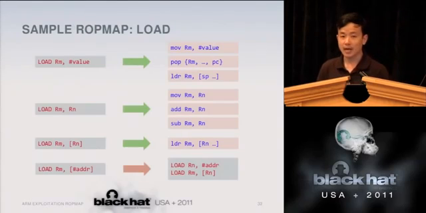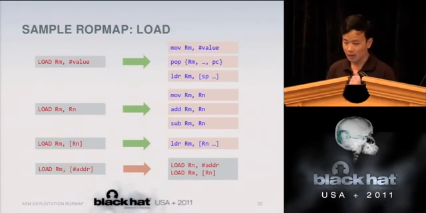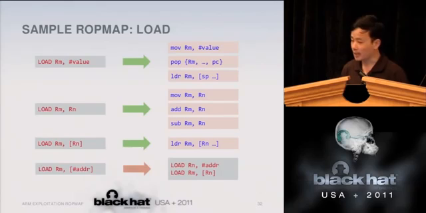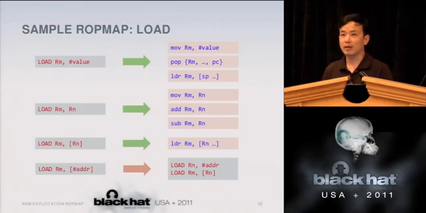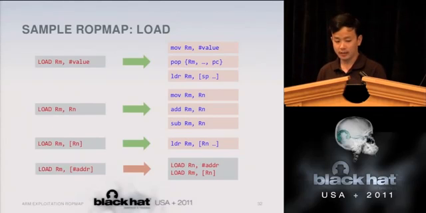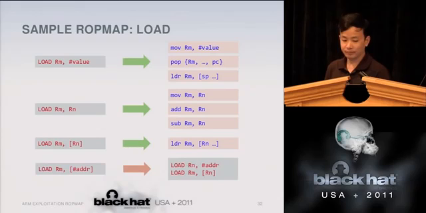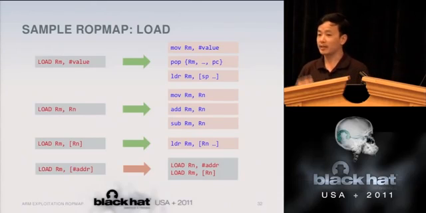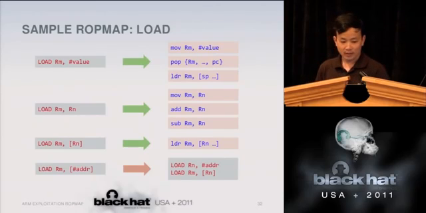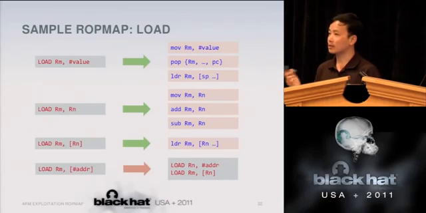Here I will show a simple ROPMAP for the load instruction. The idea is simple. Let's say you want to load a register with a value. Among the available assembly gadgets, we have, let's say, the instruction move value to register, or it can be a pop instruction to pop a value from the stack to the register, or it can be the LDR instruction to load the register from the stack. So for load value to register, we can map to three gadget instructions. For load register to register, similarly, we can have three possible instructions, like move register to register or add register register.